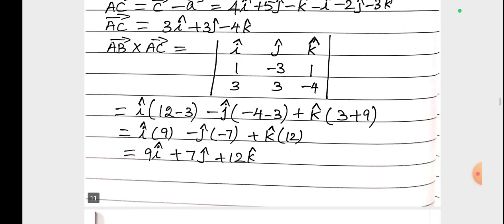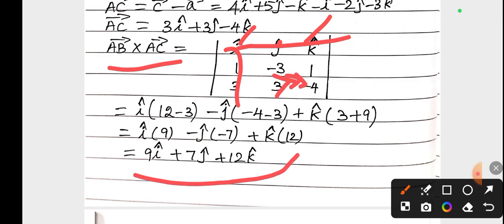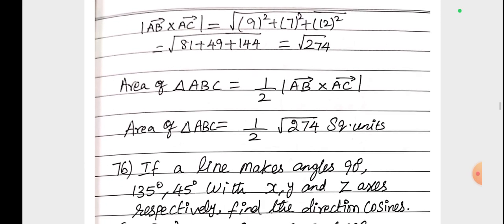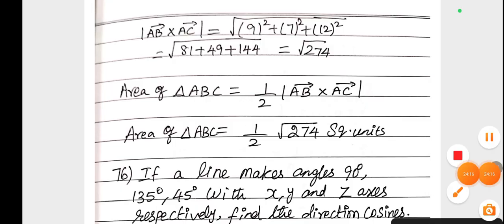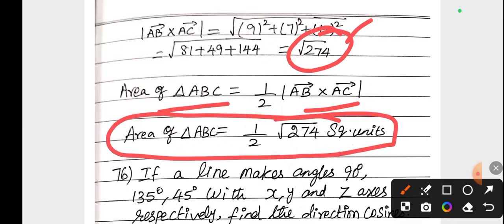Easy only. Since we are doing the same thing, I'm just saying subtract. Then try to get AB vector cross AC vector, with i cap, j cap, k cap. Kindly use the expansion, as we discussed properly today. Get the vector 9i cap plus 7j cap plus 12k cap. Then do the magnitude, children. Magnitude of AB vector cross AC vector is root over 274. So the area of the triangle is half into magnitude of AB vector cross AC vector, half into root over 74 square units.